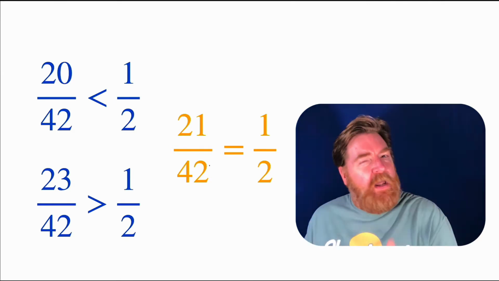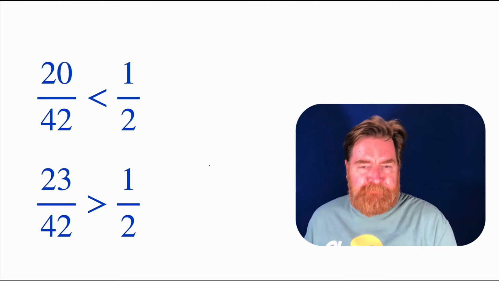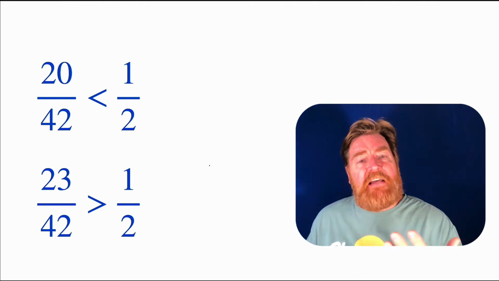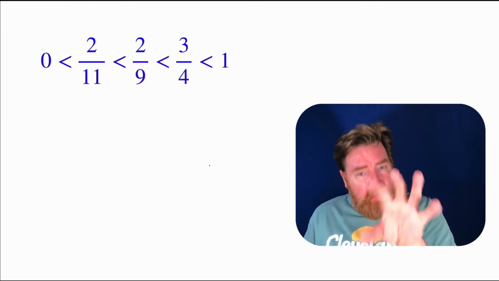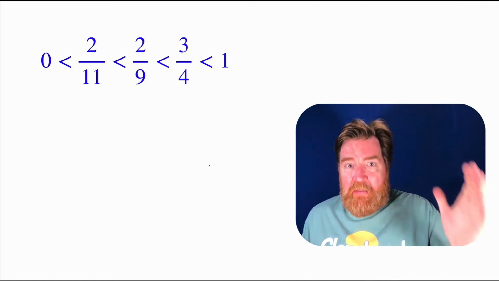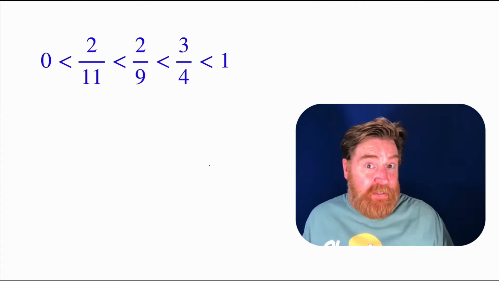Looking good? 1/2 is a pretty important sort of reference value. All right. Well, that brings up the idea of comparing the sizes of numbers just in general. And here's a list. So these numbers are correctly ordered. 0 is the smallest, then 2/11ths, 2/9ths, 3/4ths, and then 1 is the biggest.